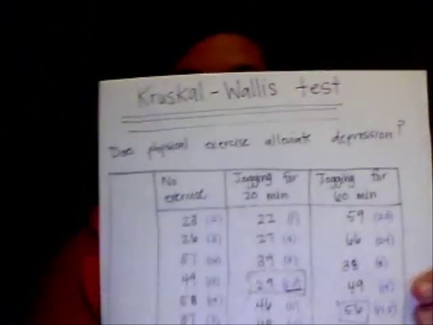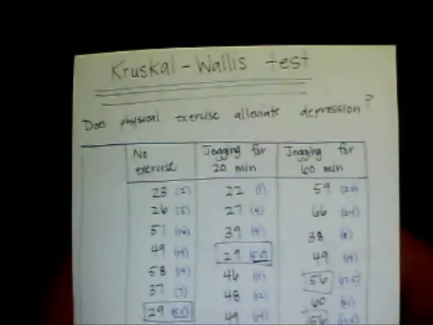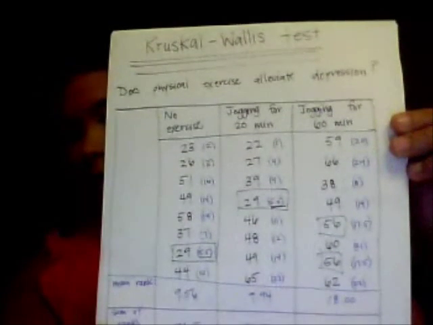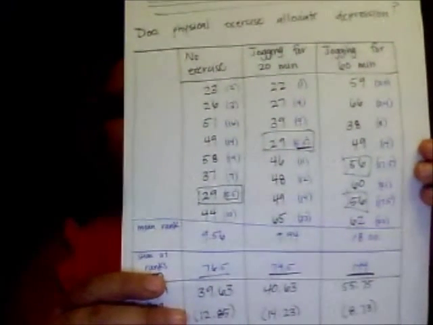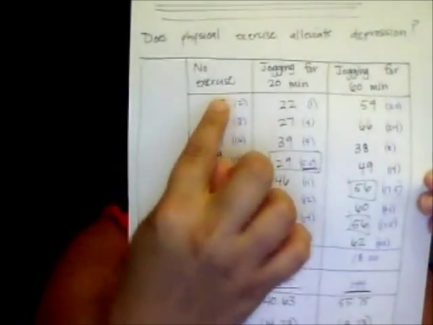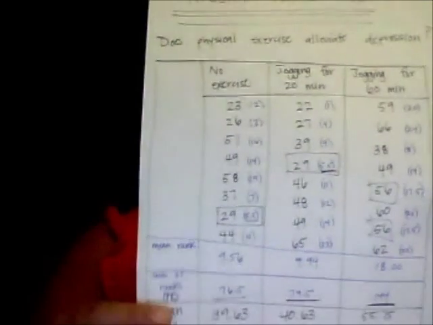The next thing we're going to take a look at is the Kruskal-Wallis test. The study that we are going to be looking at for this test asks, does physical activity decrease depression? So we've got our data here. And if you notice, we've got 3 groups of data. We've got a group that did no exercise, the next group did jogging for 20 minutes, and our last group did jogging for 60 minutes.